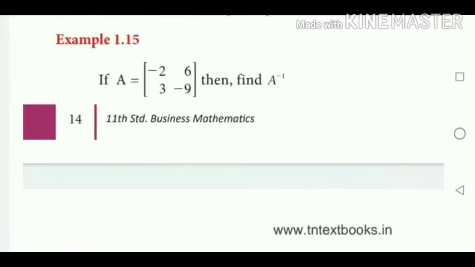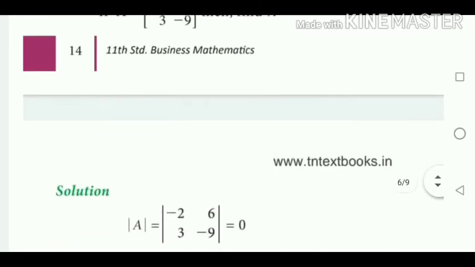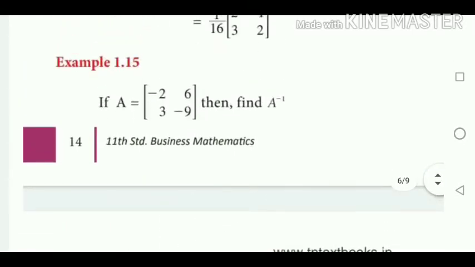Here also the question is find the A inverse. The first step is find the determinants of A, then adjoint of A. After that apply A inverse equal to 1 by determinants of A into adjoint of A. But before that we have to find whether it is a singular matrix or non-singular matrix. If it is singular matrix, there is no need to find the inverse. So in order to find whether it is a singular matrix or non-singular matrix, find the determinants of A.